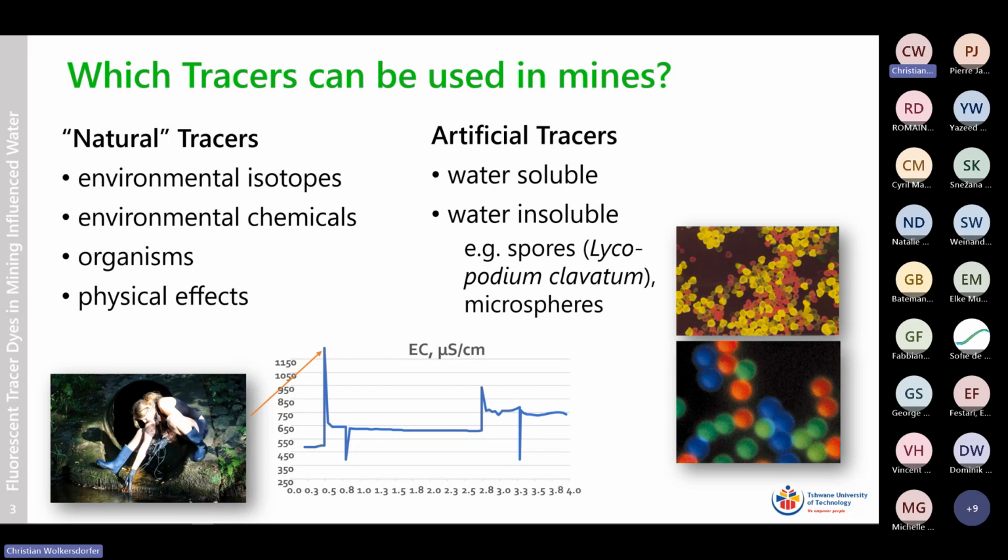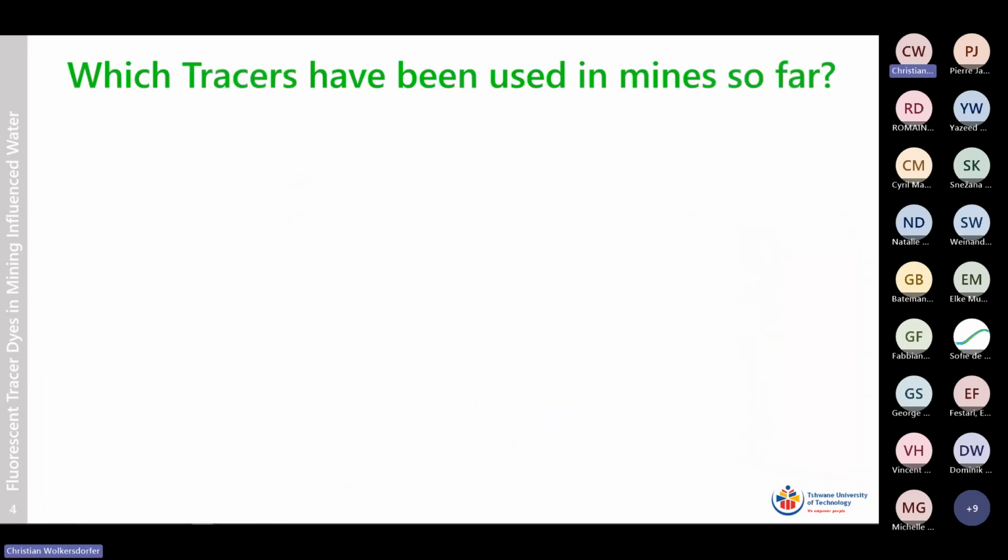Okay, on the other side, there are also artificial tracers: water-soluble tracers like uranine, and water-insoluble traces like spores. Latin name is Lycopodium clavatum. In this case, with the orange and yellowish color, the spores are colored. Or microspheres, which are like little tiny balls that are added into the water.